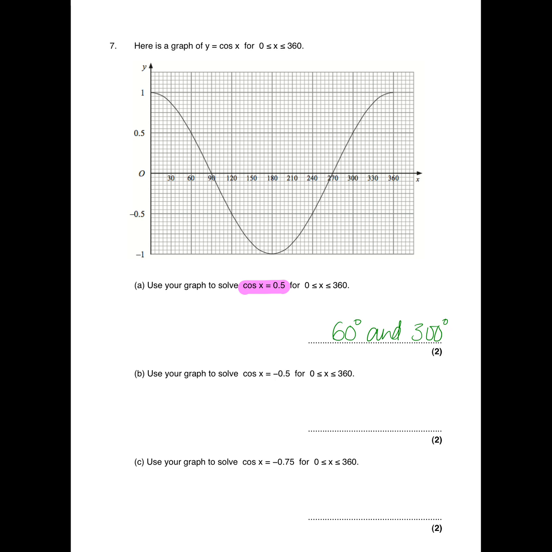For part B, use your graph to solve cos x equals minus 0.5 for 0 to 360. So minus 0.5 is going to be here this time, and as I go across my graph, I can see that I've got two possible answers. I have a connection point here at 120, and then I've got an intersection point here at 240. So 120 and 240.